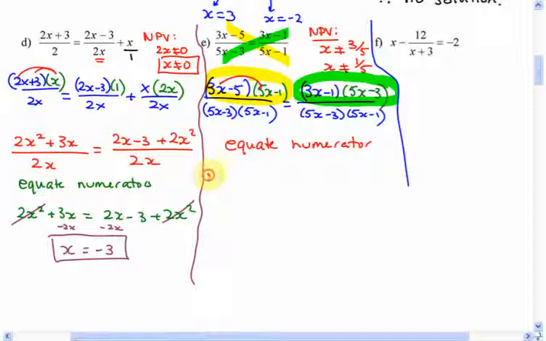3x times 5x is 15x squared. 3x times negative 1 is negative 3x. Negative 5 times 5x is 25x. Negative 5 times 1 is positive 5. Do the same thing with the right-hand side. 15x squared. I'll do that a little bit faster. Okay. Yep.